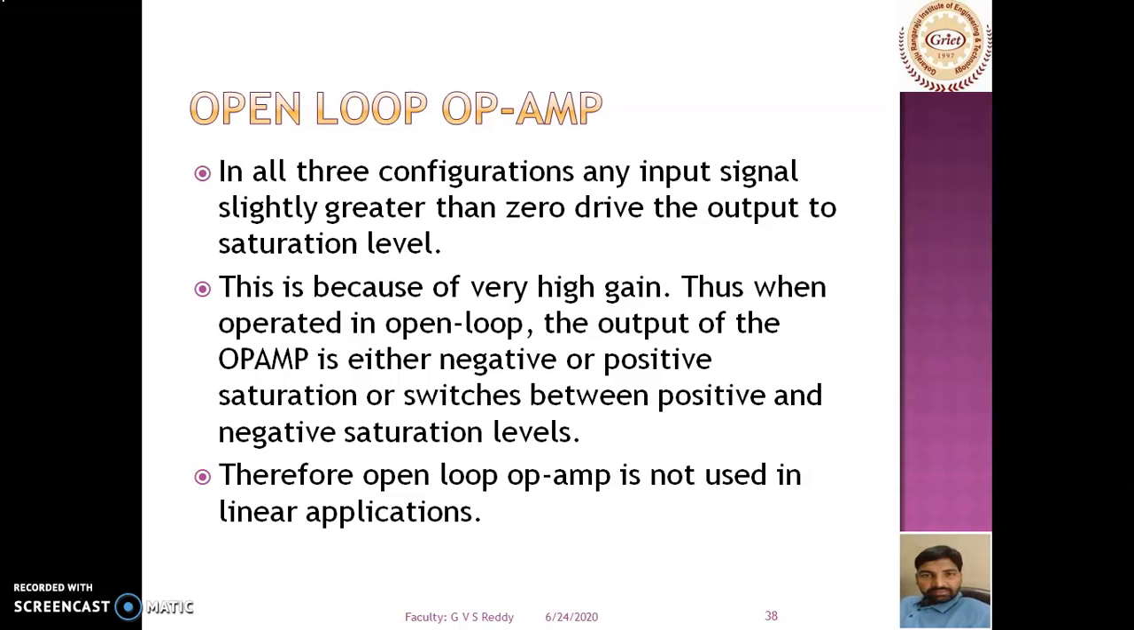In all three configurations of the open loop operational amplifier, any input signal slightly greater than 0 drives the output to saturation level. This is because of the very high gain. When operated in open loop, the output of the operational amplifier is either in negative or positive saturation or switches between positive and negative saturation levels. Therefore, the open loop operational amplifier is not used in linear applications.